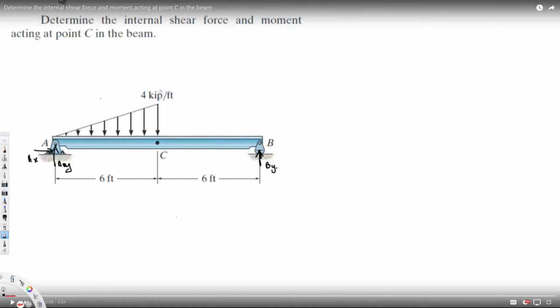So let's calculate it. The height is 4 kilopascal. It's half times height times the length, right? That's the equation for the triangle. Then multiply this by 6. Let's say this is Fy. So Fy is going to be 1/2 times 4 times 6, which is 12 kilopascal.